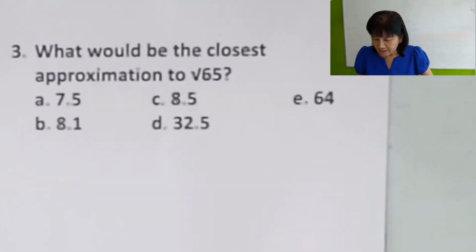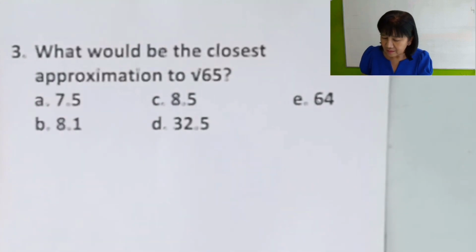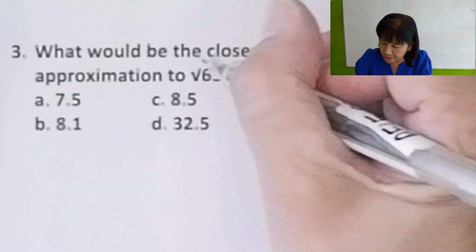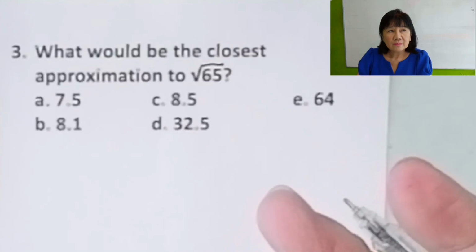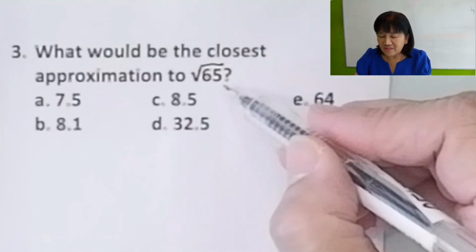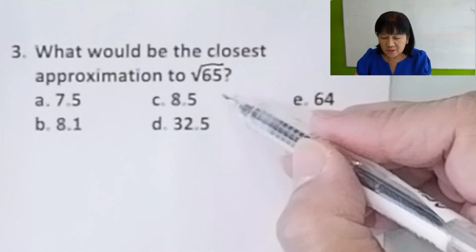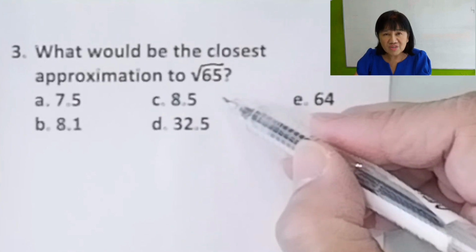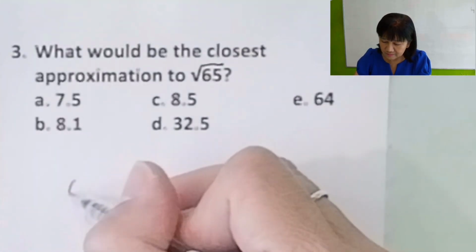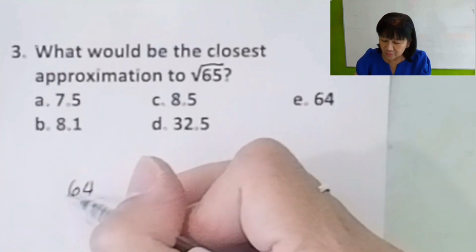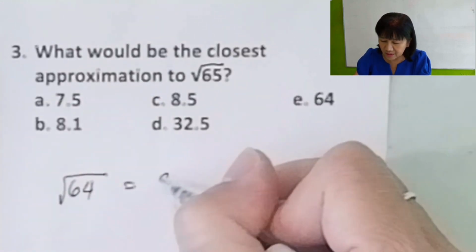Let's move on to problem number 3. In problem number 3, it says here, what would be the closest approximation to square root of 65? You think of the nearest perfect square. Nearest perfect square to 65. What is that? 64. Right? Because the square root of 64 is equal to 8.